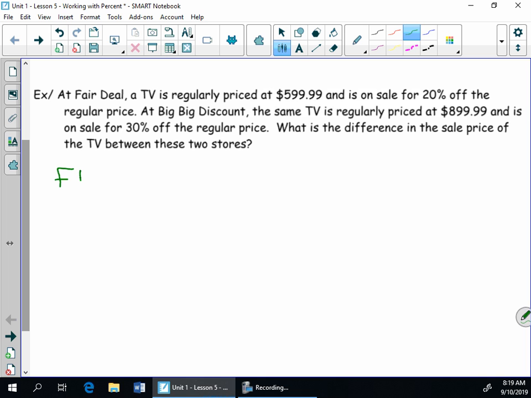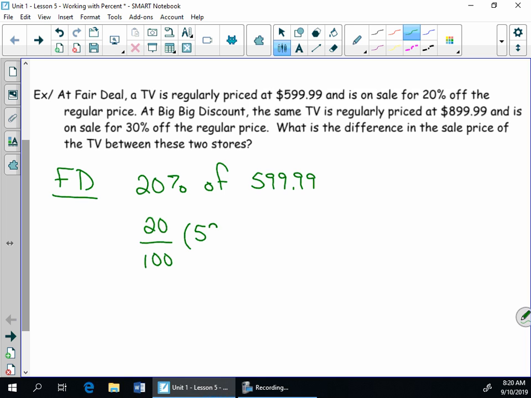So let's look at Fair Deal. There, we have 25% off. So 25% of $599.99. In other words, 20 out of 100, that's how big each piece of the proportion is, times how many pieces I need. And this is 119.99.